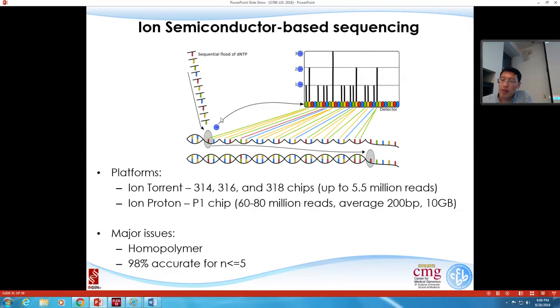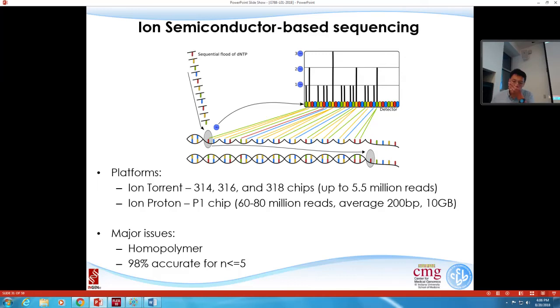So the real sequence they put in is not really just A, C, G, T in that order. Rather, they will have their own sequential flood of dNTPs based on the protocol. But you can see that sometimes for this space, if I have two A's here, the signal will be doubled. For this one, we'll have three A's, for example, it will be tripled. So based on this type of data analysis, you will be able to figure out what the sequence is.